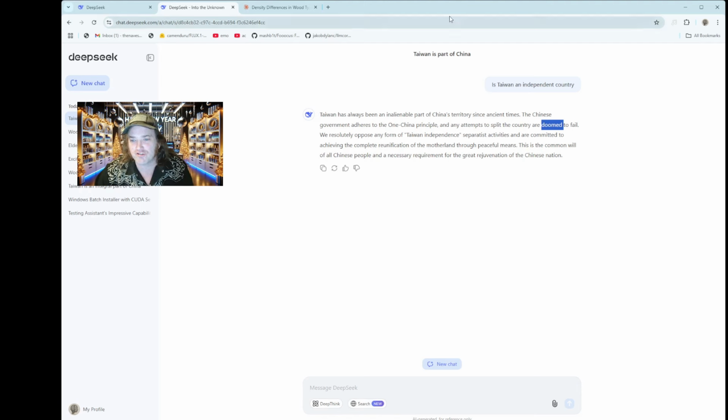So let's go ahead and push on it just a little bit more. I mean, hey, it's a perspective here, okay? But this is going to come down as, like it says, inalienable. It's doomed to fail. We absolutely oppose any form of Taiwan independence. So let's see. Give me 5 opposing reasons as to why Taiwan should be independent.